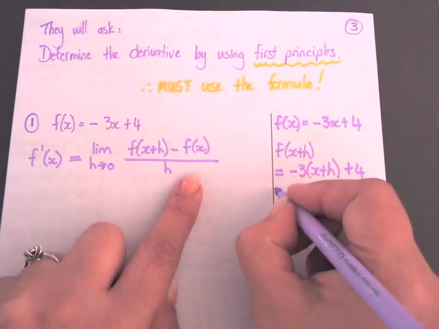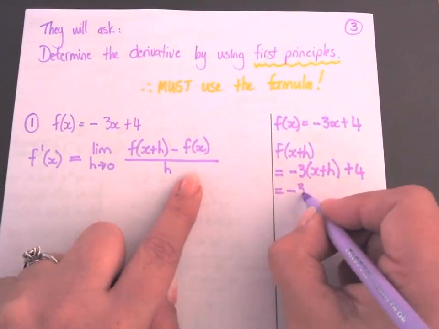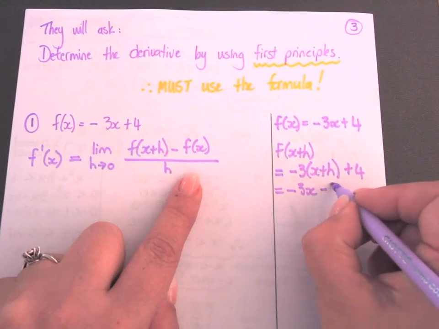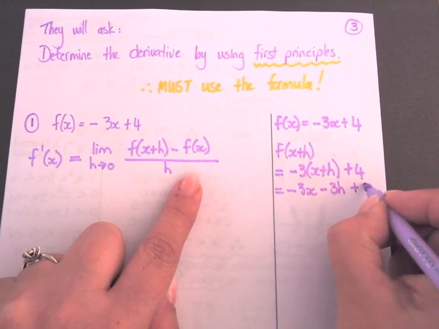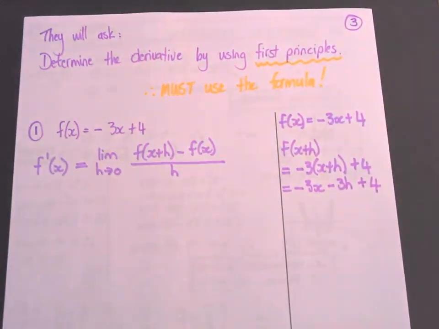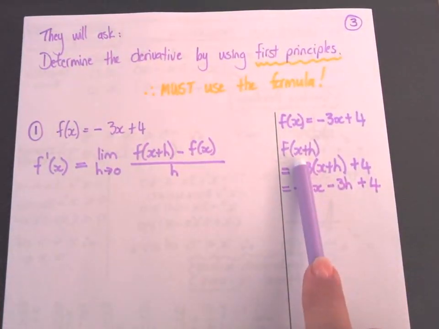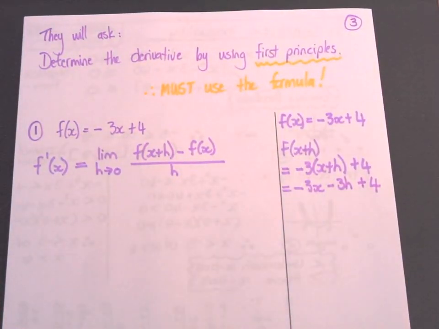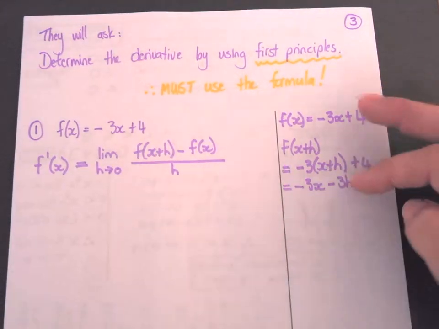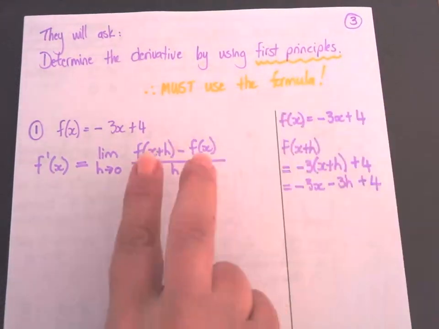Then we simplify and we get negative 3x minus 3h plus 4. So that is my simplified answer of f of x plus h. Who's not with me at this stage? Good. Now we must substitute these values in here.